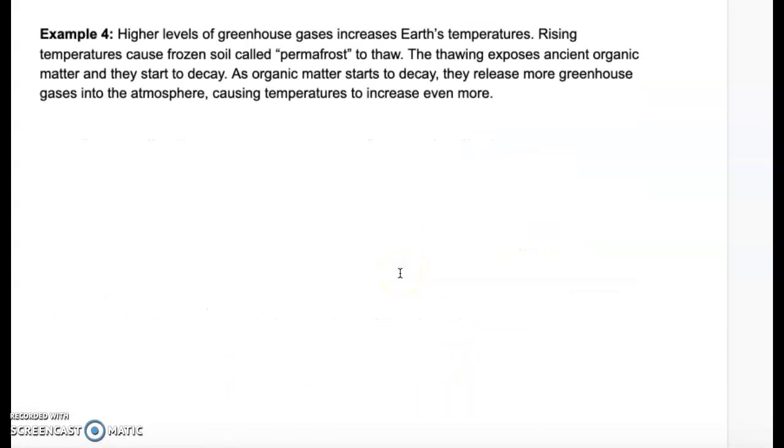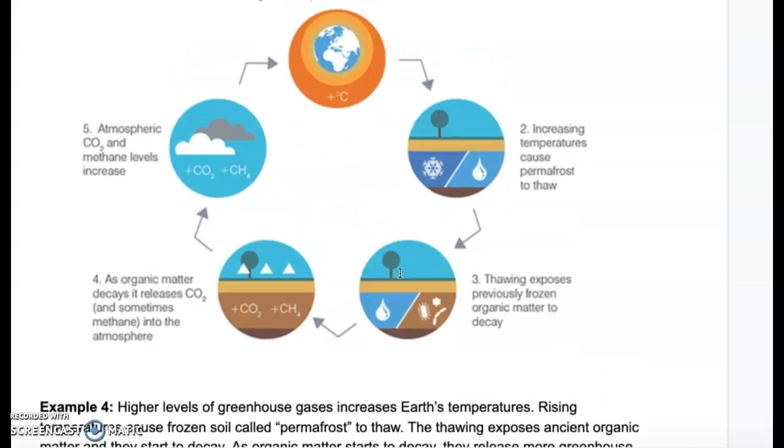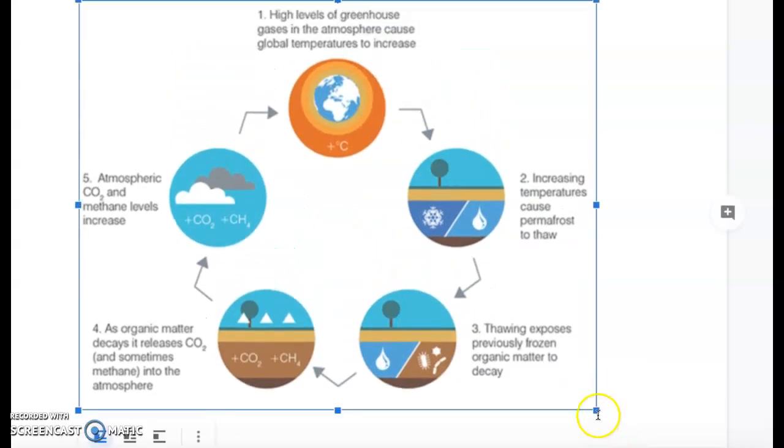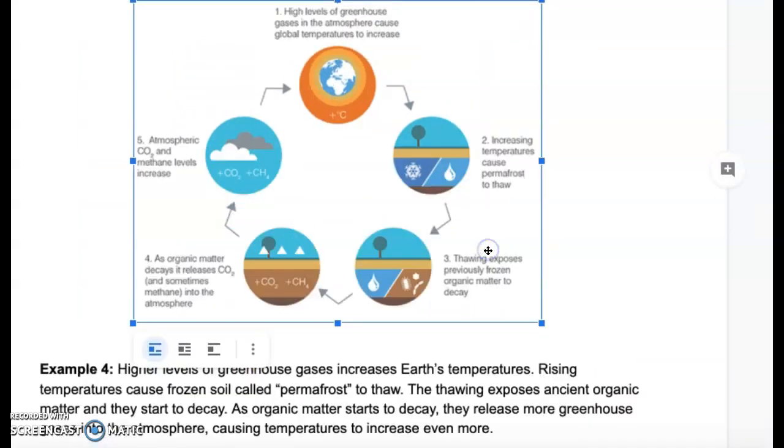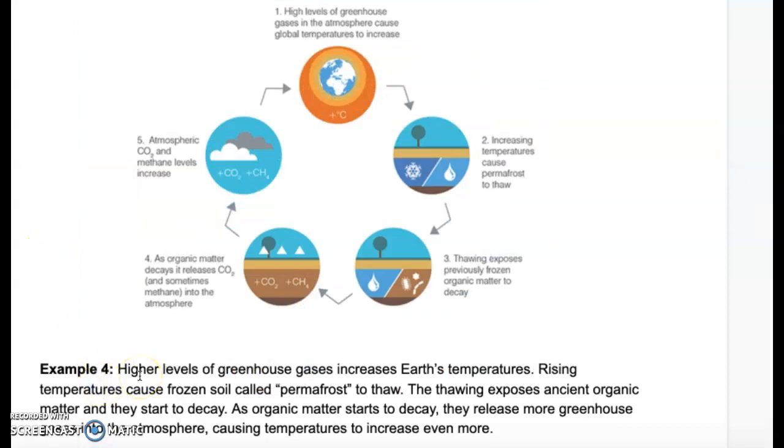On what page is this? 4. So I'm going to make this actually a little bit smaller. Okay. Example 4. Higher levels of greenhouse gases increase Earth's temperatures. Okay, and we already saw that with the last example too. Greenhouse gases like CO2, right, tend to increase the Earth's temperature, as you guys learned with the greenhouse effect.